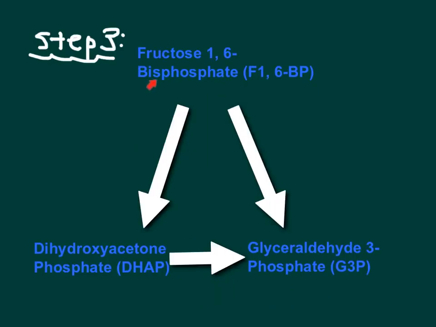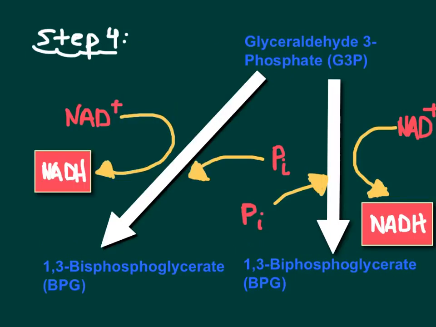The 6-carbon backbone of fructose 1,6-bisphosphate then breaks down into 2 3-carbon backbone molecules. One called glyceraldehyde 3-phosphate, or G3P, and one called dihydroxyacetone phosphate, or DHAP. Each of the 2 G3P molecules created in the last step then give a hydrogen and 2 electrons to NAD+, which then reduces into NADH.